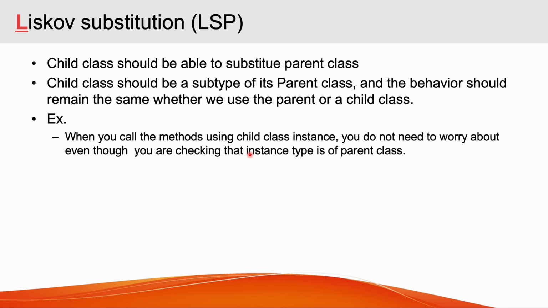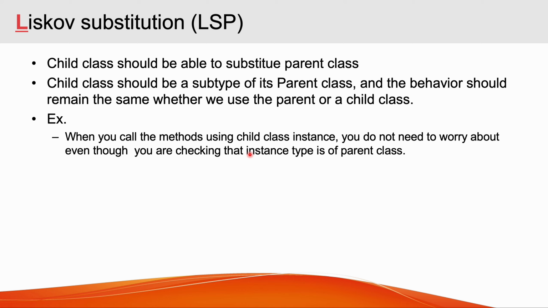Example, when you call the methods using a child class instance, and you are just checking if the instance is of the base class, and still you are calling some methods which are declared in that base class, right? Whatever methods you have declared in the base class should be inherited, or implemented, in your child classes, and those should have the same pattern that the base class has. In that case, Liskov substitution works fine, it doesn't violate.